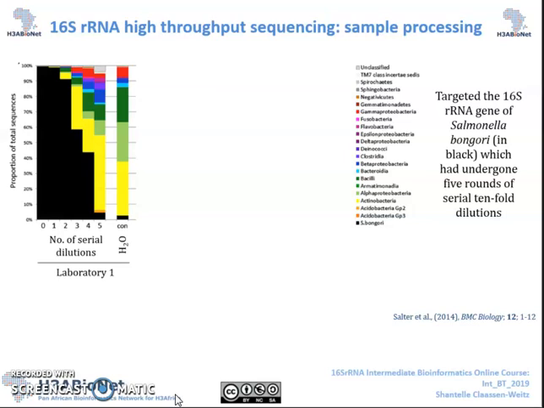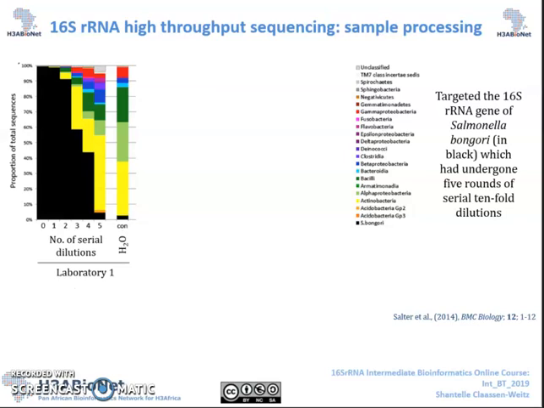Here, Salter and colleagues clearly show the impact of DNA concentration on contaminant profiles. The sequencing results from the undiluted Salmonella DNA is shown at serial dilution 0. With different rounds of serial dilutions of the Salmonella DNA, we start seeing more background profile coming up in the sequencing data. The serial dilution number 5, which has very low Salmonella DNA yield, has a profile which is now very similar to that of the negative control.